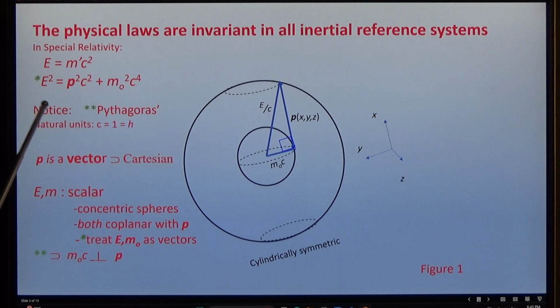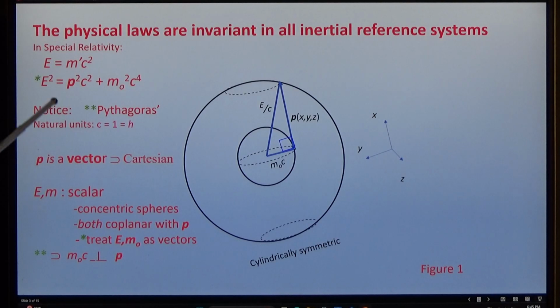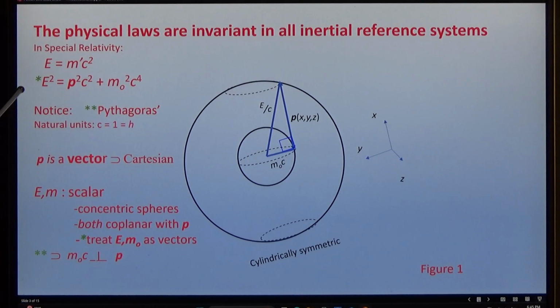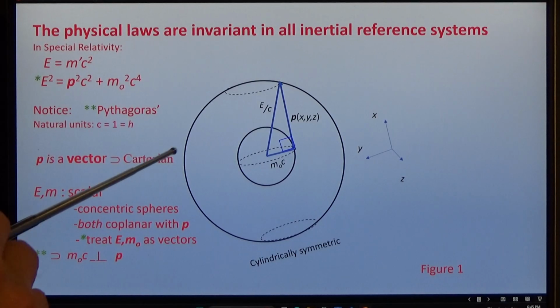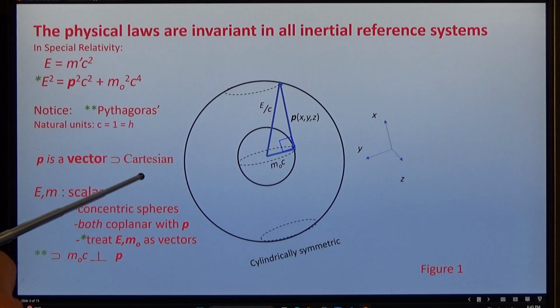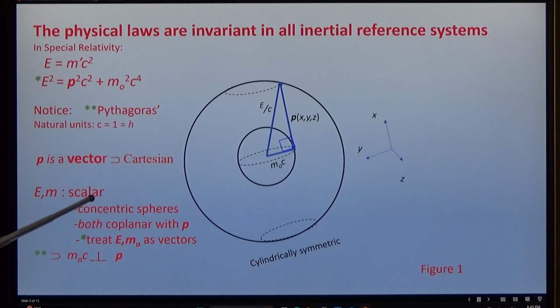We start with special relativity: 3 variables, energy, momentum, and rest mass. c is a constant. Notice the Pythagorean relationship: E squared is equal to p squared plus m squared. p is a vector, so we can display it in the normal means with Cartesian axes. E and m are scalars.